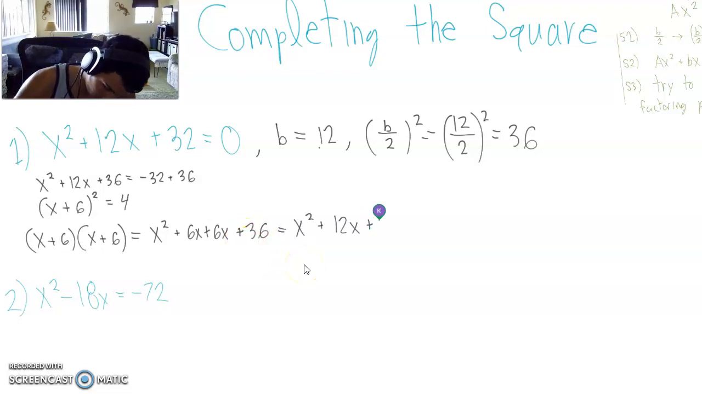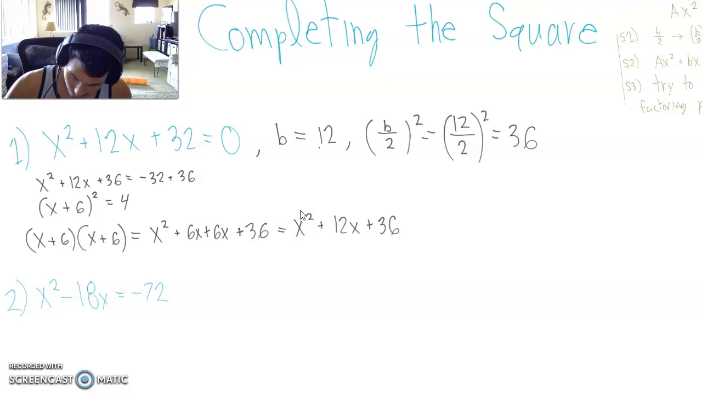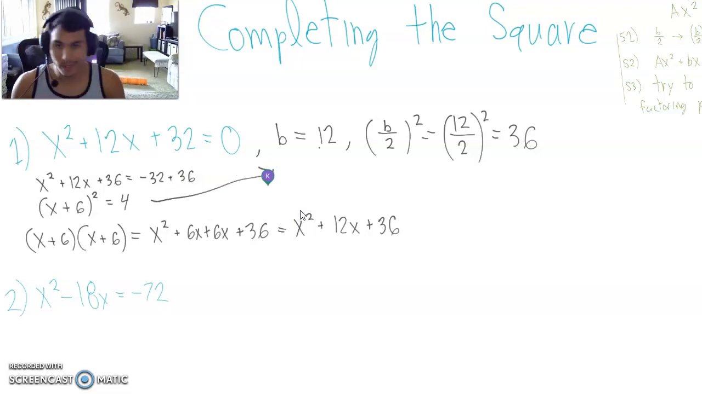And 6 times 6 is 36. So look at that, we're back to step 1, right? Good. Well, we don't really want to be at step 1. We want to go to like step 3. But for now, we'll just go back to step 2.